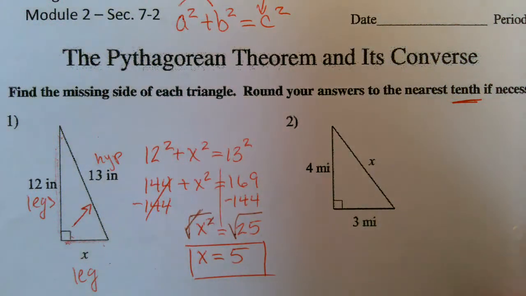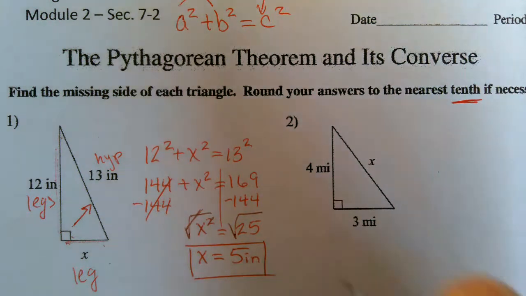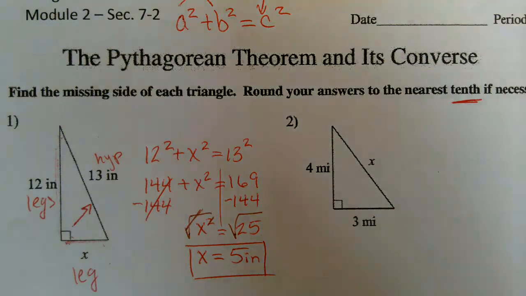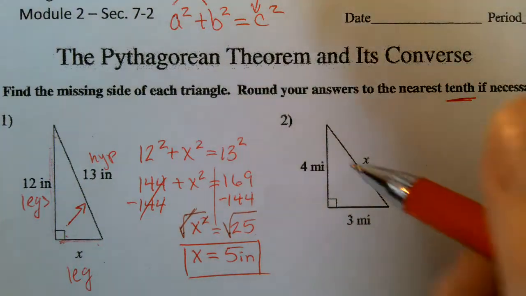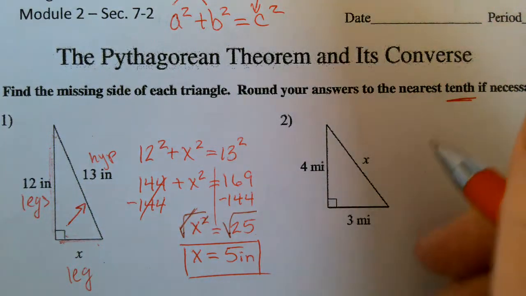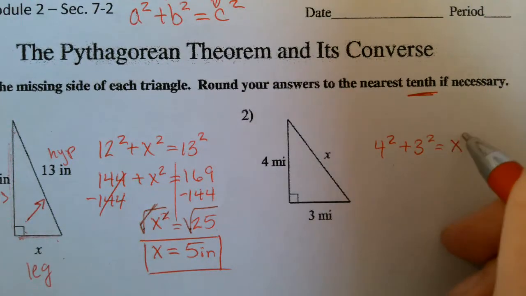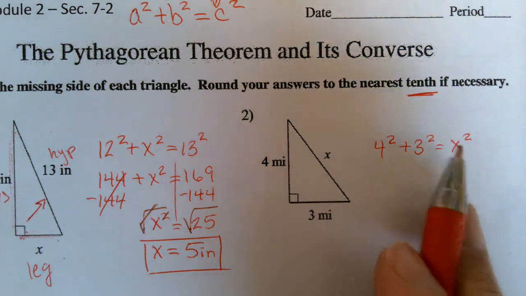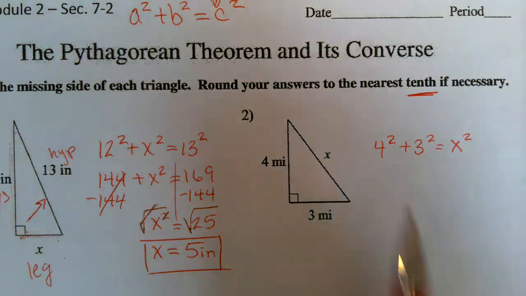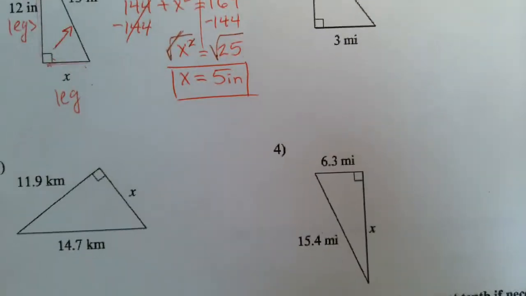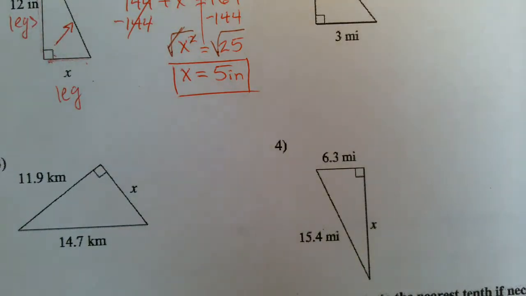We're looking for accuracy, and you should have a label on this. So it's not just 5, but 5 inches, since we know it's in inches. Okay, now if you look at the next one, do you see that you have the two legs there? So it'd be 4 squared plus 3 squared equals x squared. So you should be good on this one. Same idea to finish it, but we don't have to do the subtraction. All right, 3 and 4 have decimals, and that's okay. You're going to put them in, remember, round to the nearest tenth.